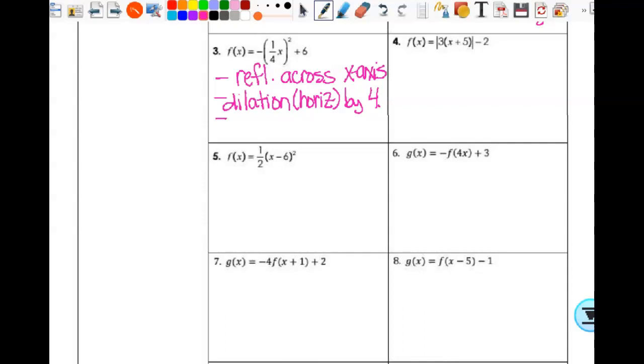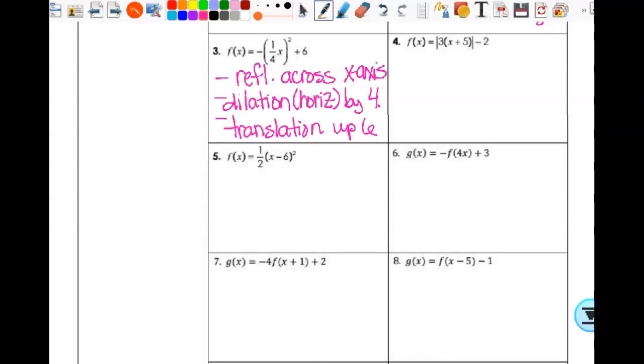Okay, we good with that? Then we have that plus 6. Does that affect X or Y? Y. So this is a translation up 6. Very good. We're good? All right, so I'm going to give you a minute or so.